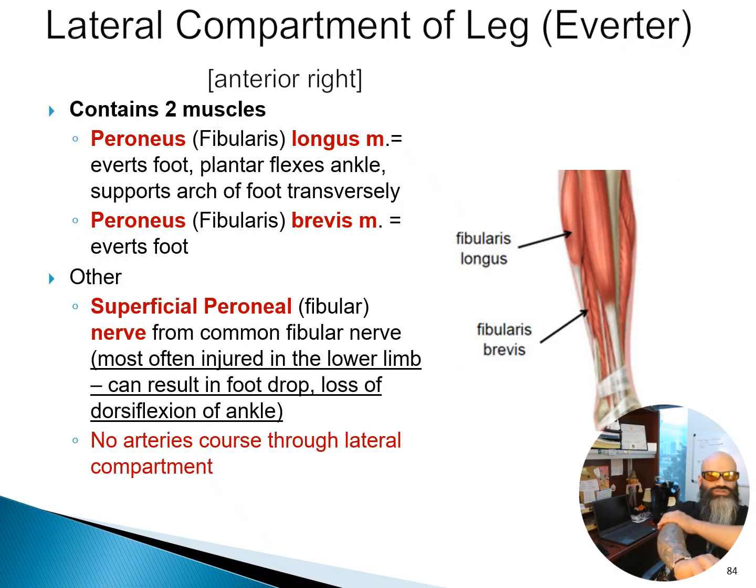So we've got your peroneus longus and peroneus brevis muscles. As I mentioned in class with the diagram, you're going to see that the peroneus brevis inserts at the base of the fifth metatarsal and helps to evert that foot. Peroneus longus literally traverses and inserts at the base of the first metatarsal along the plantar side of the foot.